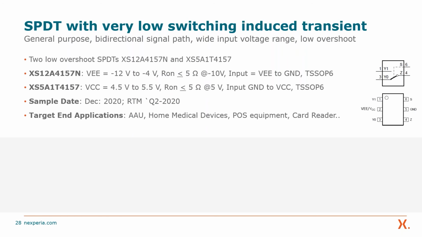The next product that we have also in the switch family is the low switching induced transient SPDT. SPDT stands for single pole double throw switch, and it's shown here. We have two parts in this class, and that's shown listed here. One is for the negative voltage swing, and the other one is for the positive. Sample date and release to market date are shown here. And these switches are designed for specific applications: the active antenna unit, home medical devices, point of sale equipment, and so on.